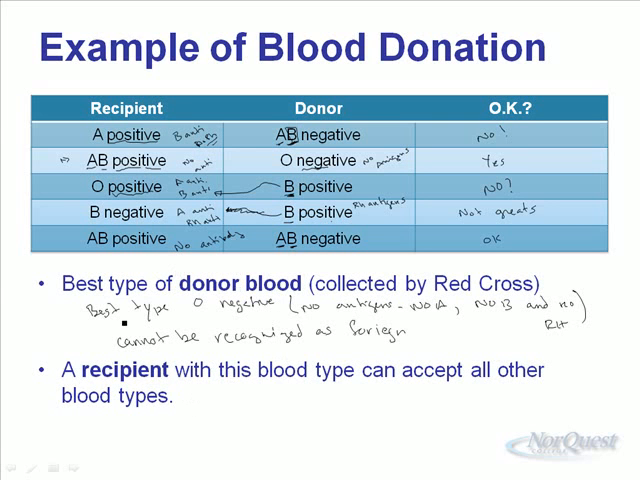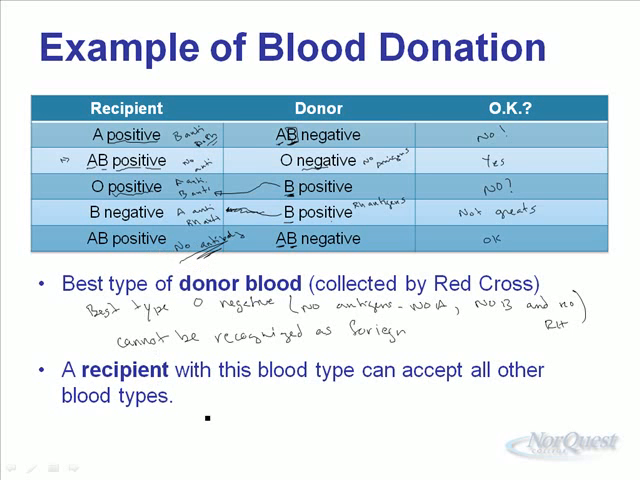In terms of receiving blood, if your blood has no antigens, you can't be recognized. And if we take a look at the AB positive blood, it has no antibodies. It has nothing there to recognize foreign blood as being foreign. So if you have no antibodies, you can accept anybody's blood.